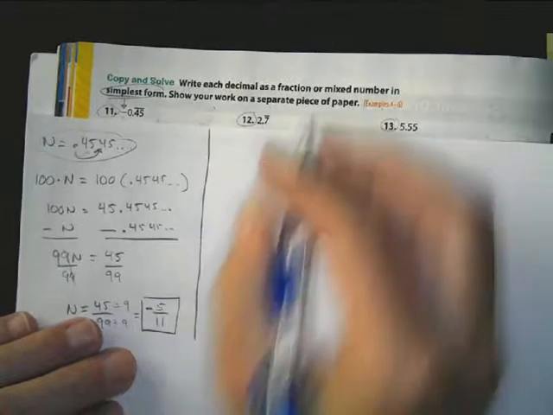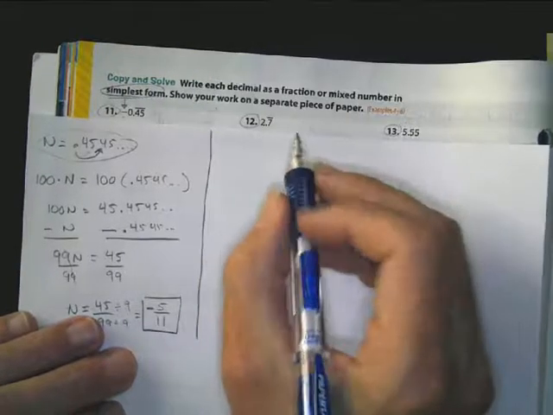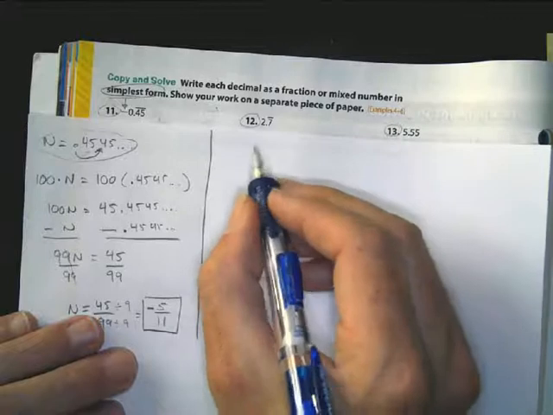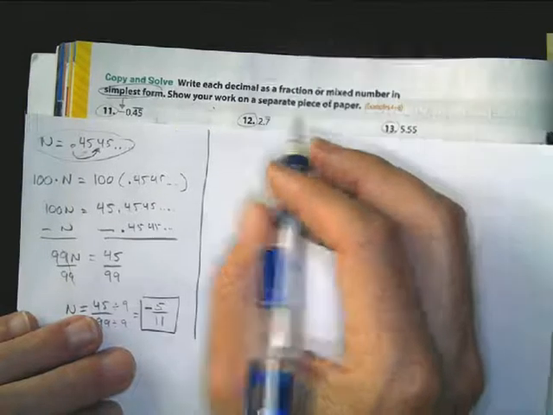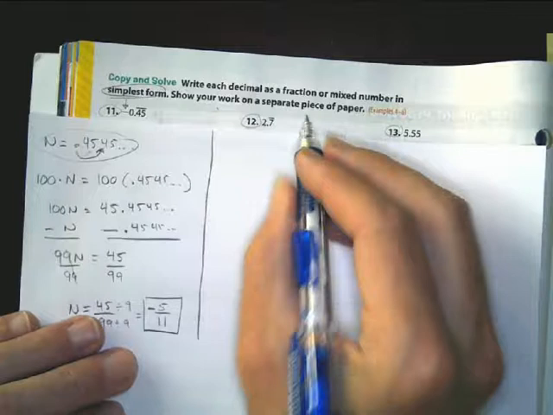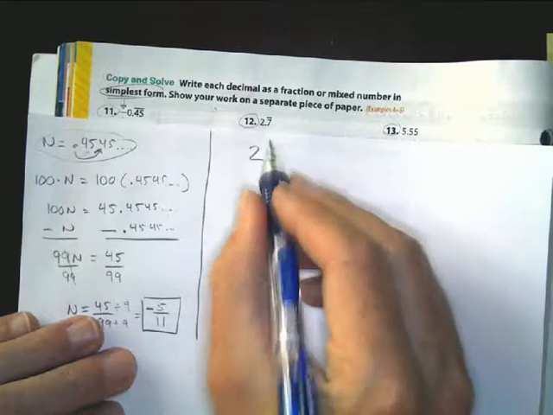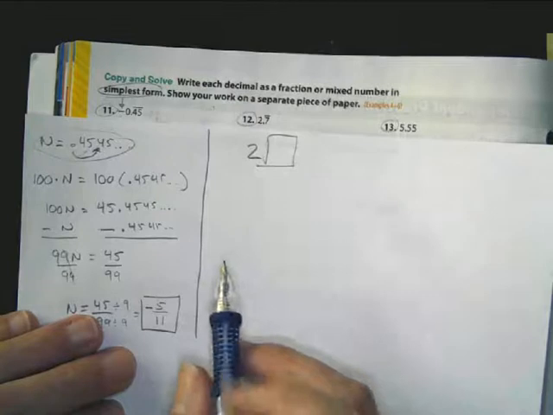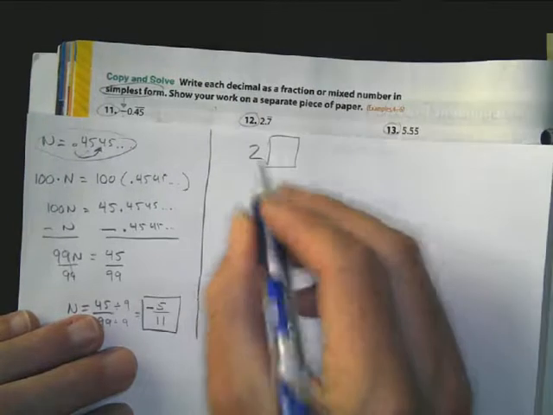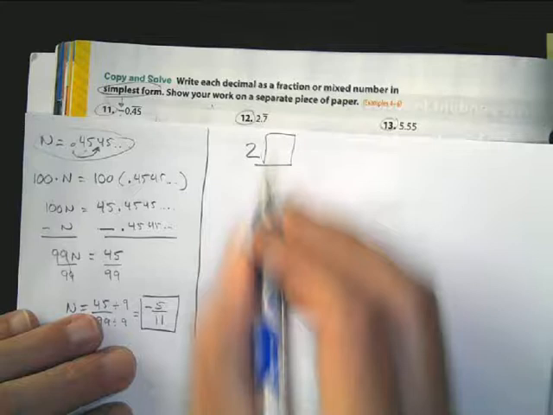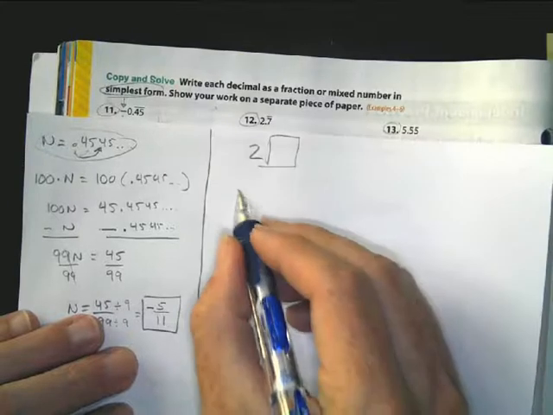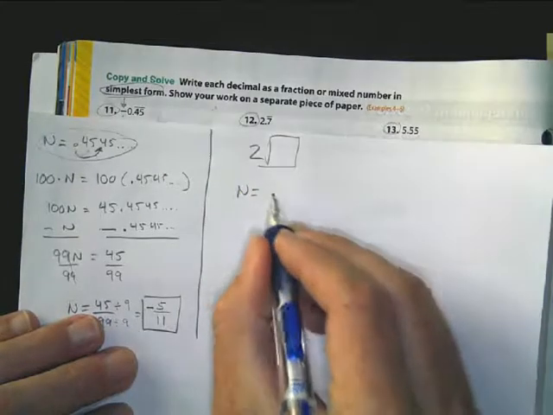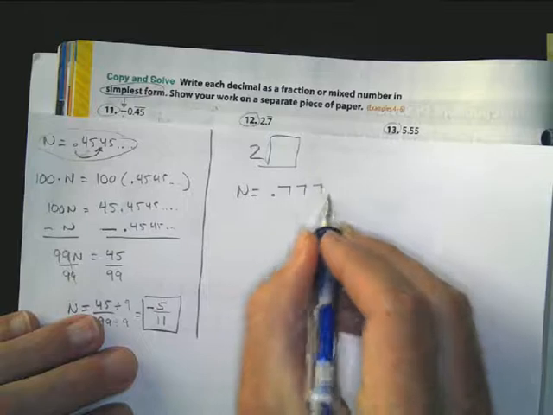Okay? Let's take a look at number 12. Number 12, I have 2.777 repeating. First thing I'm going to do is recognize that, whatever I do here, I know my answer is going to be 2 and some sort of fraction. I don't need to worry about the 2 so much. It's not a big deal. I know I'm going to have a 2 in my solution. I'm going to play with the 0.77 bit. So let's go ahead and set n equal to the repeating part, 0.77 repeating.